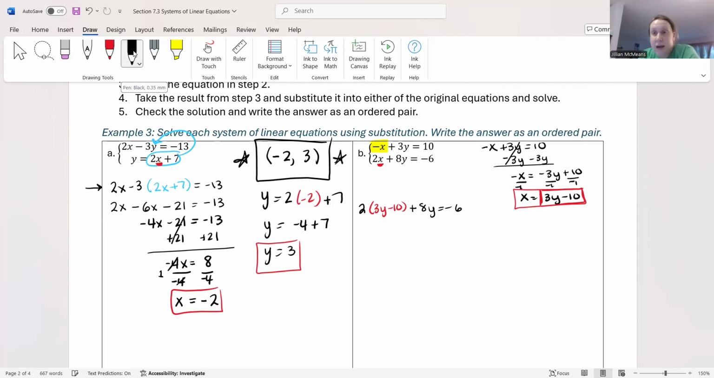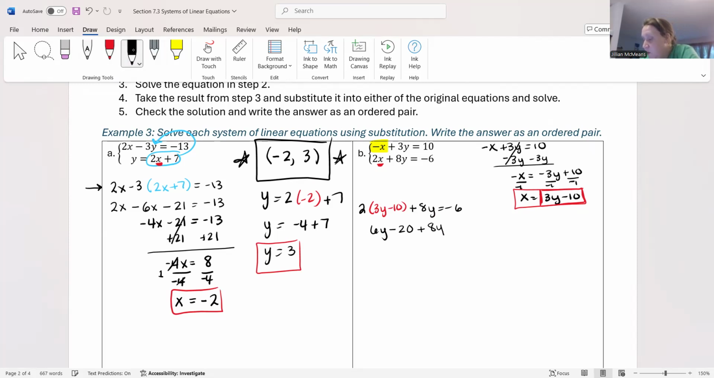All right. And now we want to solve the equation because by doing this substitution, we have an equation in one variable. This is something we can solve for. So we would take 2 times 3y. We need to distribute first. 2 times 3y is 6y. 2 times negative 10 is negative 20.